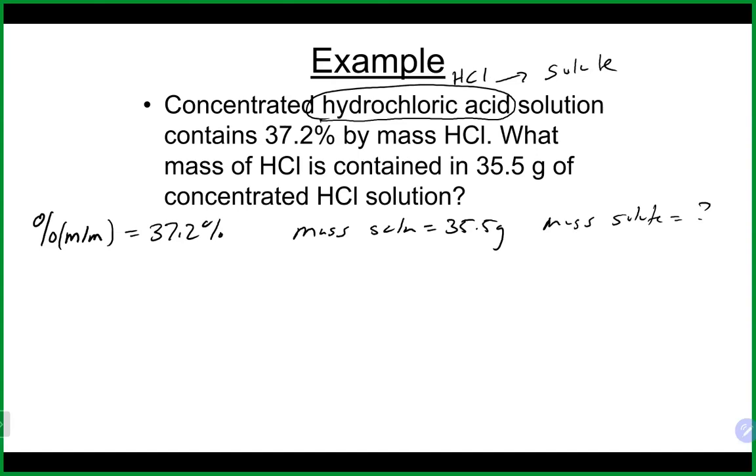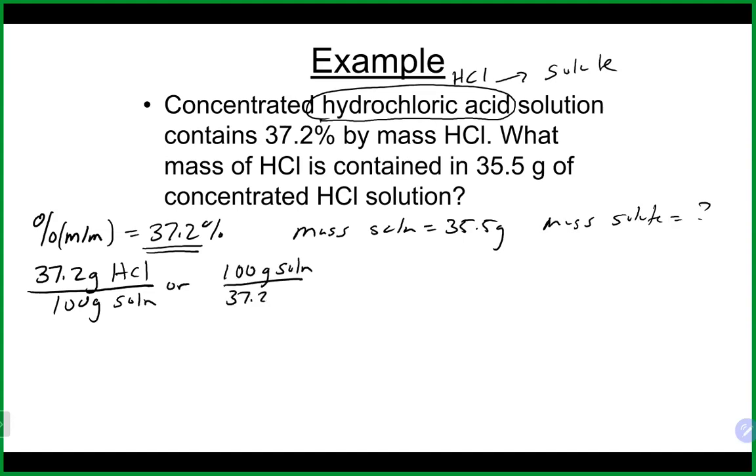You can take a more dimensional analysis approach to solve it. If you took that approach, what you would want to do is convert this percentage into a usable conversion factor. That basically means that there are 37.2 grams of HCl in 100 grams of solution. Or again, you could use it the opposite way: 100 grams of solution is 37.2 grams of HCl. And again, we get that really from assuming 100 and converting it into a conversion factor.